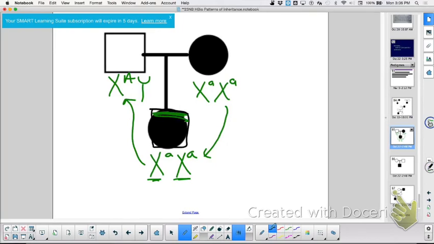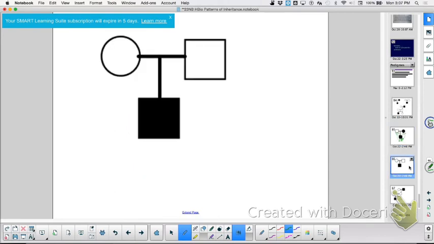Could it have happened if she were a he? Yes, it could have happened if she were a he. Because then this could be a Y that you got from the dad, and this little X right here could have come from mom. Okay, let's try another one.